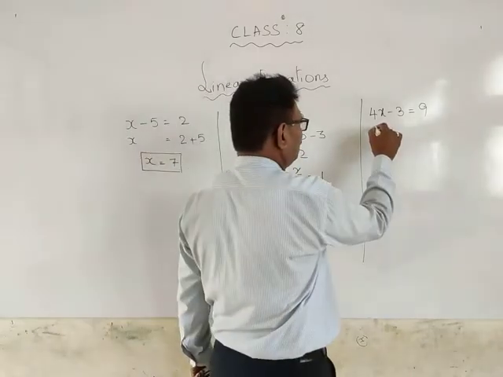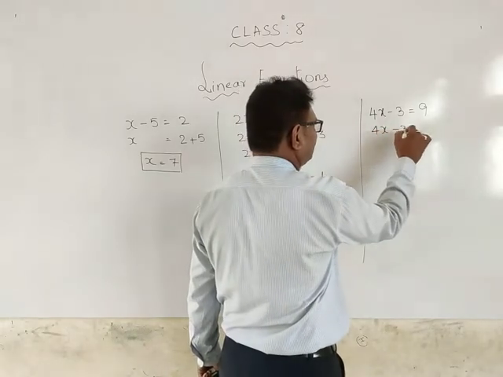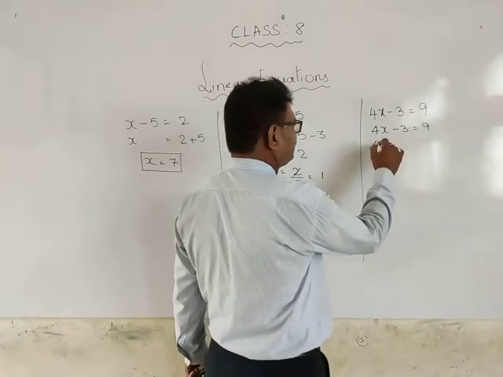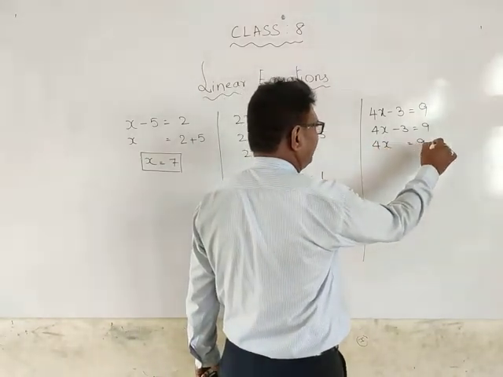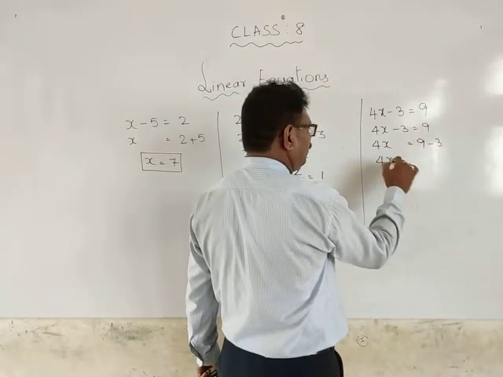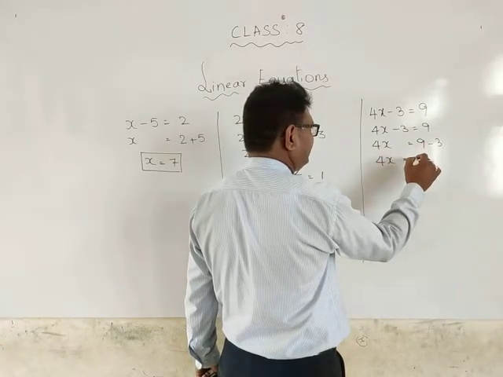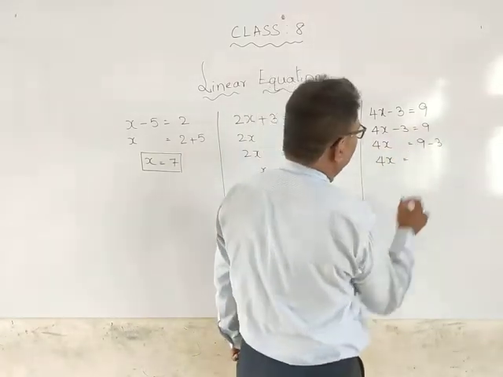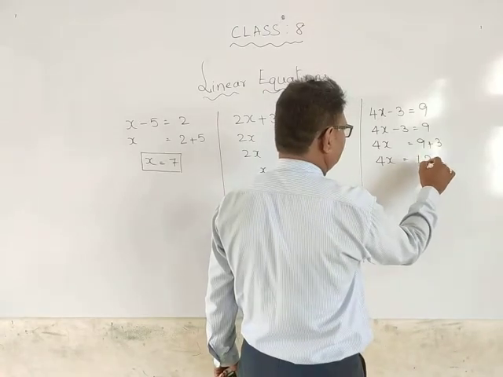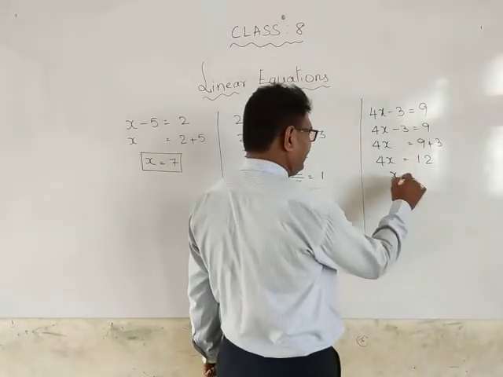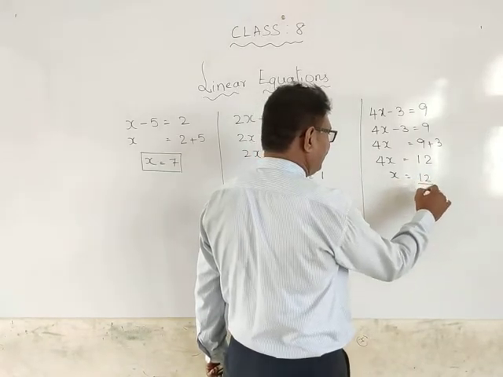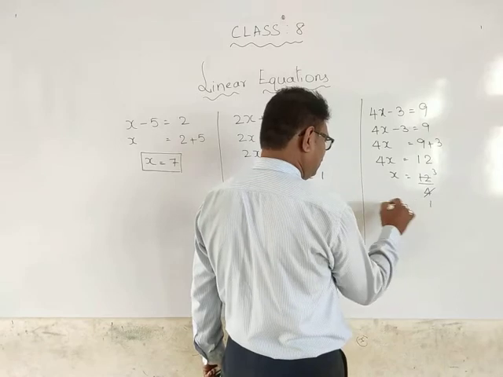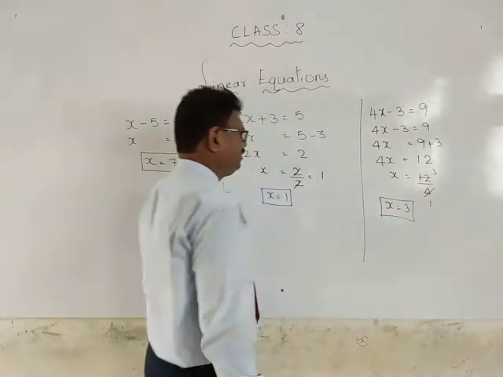One more problem: 4x minus 3 is equal to 9. Now 4x is equal to 9 plus 3. Sorry, it is plus, therefore it will become 12. Therefore, x is equal to 12 by 4, 4 threes are 12. Therefore, x is equal to 3. That is the correct answer.